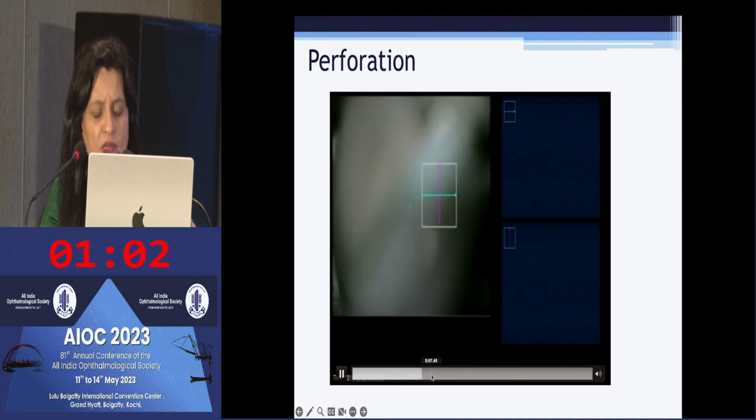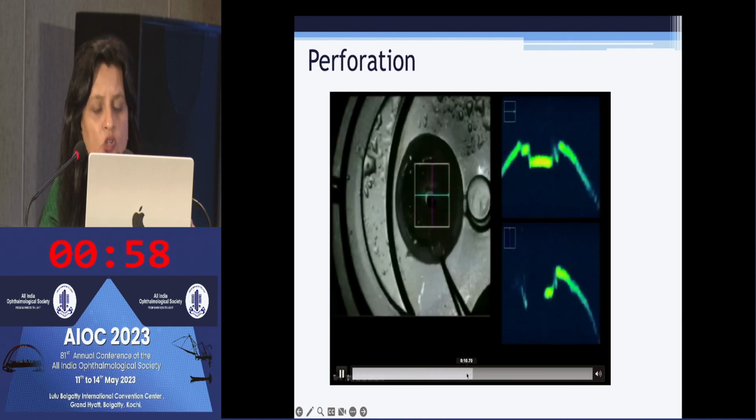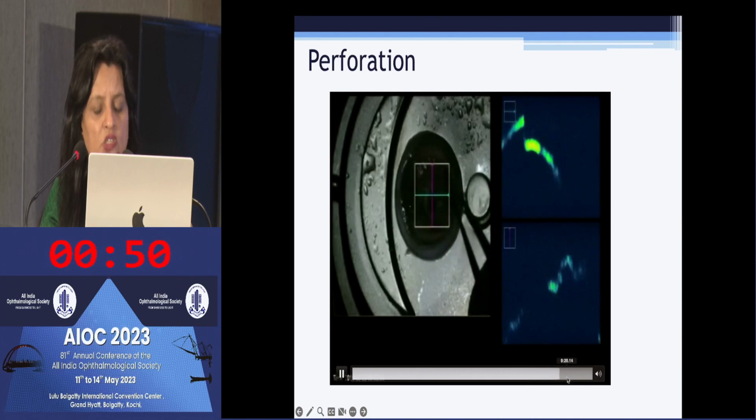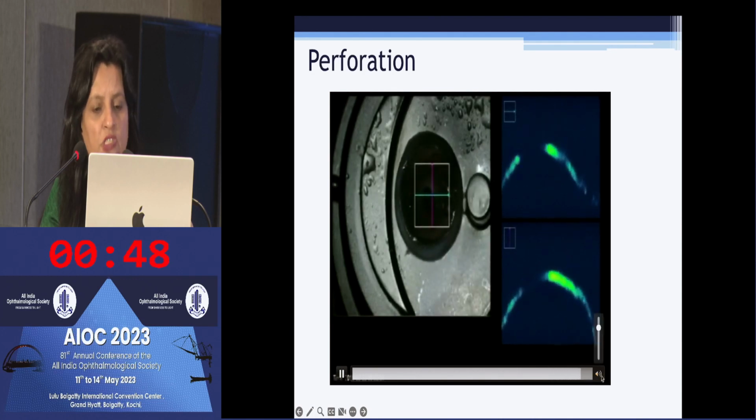Like I said, sometimes you do gauge what you are cutting. It would also depend a lot on what the pressure is inside your anterior chamber when you are making the cut. If the pressure is too high and the cornea is too steep, then you may have a perforation, such as is shown here.